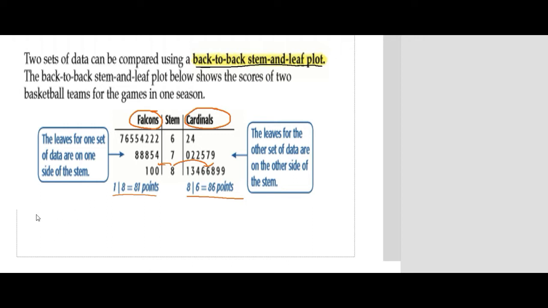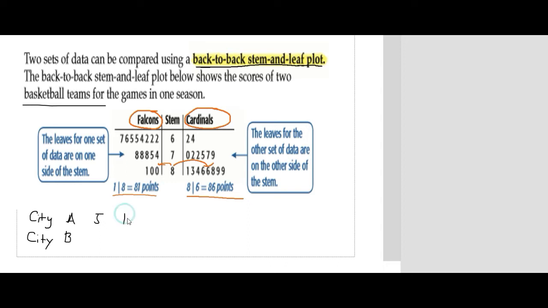So let's have some examples so that this will be much clearer. For example, we have two cities, city A and city B. The back-to-back stem and leaf plot is used when we are comparing two sets of data that belong to one classification. Like here, the Falcons and Cardinals belong to the classification of basketball teams, while here we have two cities. I'm going to take these two cities as trying to save the earth, and they're planting trees.